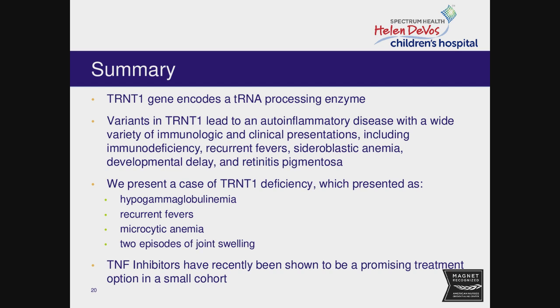these little ones. So in summary, the TRNT1 gene encodes a tRNA processing enzyme, and variants in this can lead to a complex multi-organ autoinflammatory disease with a wide variety of clinical and immunologic presentations, including B-cell immunodeficiency, hypogammaglobulinemia, recurrent fevers, sideroblastic anemia, developmental delay, and retinitis pigmentosa. The case we presented today included several of those. And TNF inhibitors have recently been shown in the literature to be a promising treatment option in a small cohort. I'll now open it up for questions and discussion.